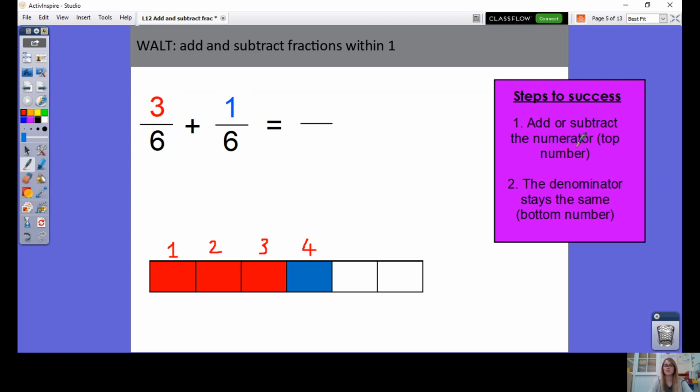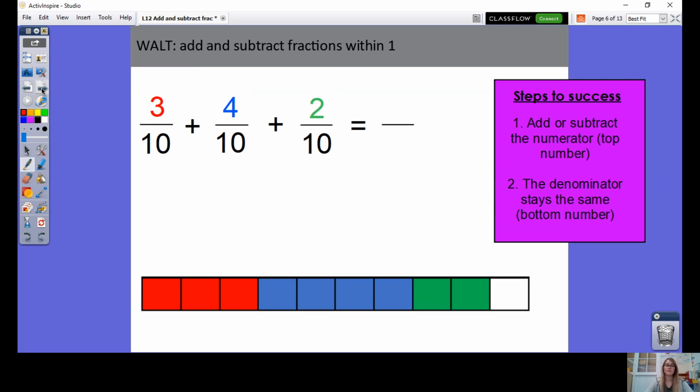Okay, let's just check with our steps to success. So add or subtract the numerator. I'm adding this time, so I need to do 3 add 1. 3 add 1 equals 4. And remember, my denominator is staying the same because I still have the same amount of parts. So 4 out of 6 are shaded. 3/6 plus 1/6 is equal to 4/6.